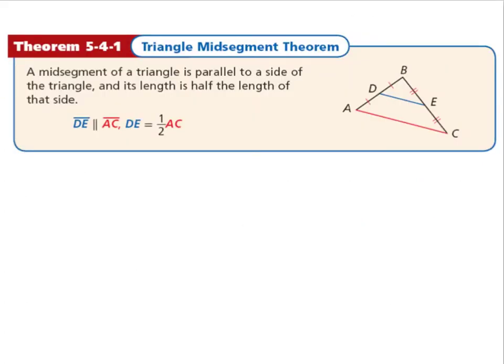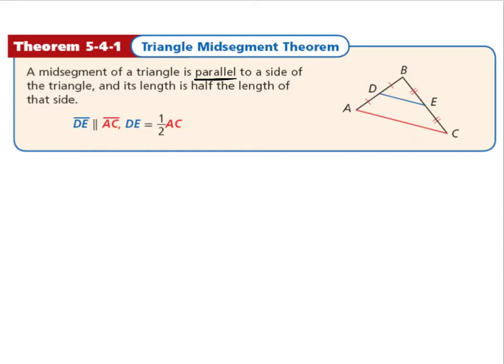So midsegments actually have a little theorem that goes along with them. And what you have to realize is there are two important parts for this theorem. The first part says that a midsegment of a triangle is actually parallel to a side of the triangle. So if I look at my diagram, I notice that DE is indeed a midsegment of my triangle because D and E are midpoints on my two sides of this triangle. If I notice, my midsegment is actually going to be parallel to the side AC for the triangle. So that's the first part of the midsegment theorem that you have to realize.